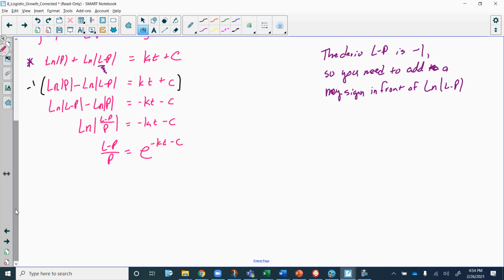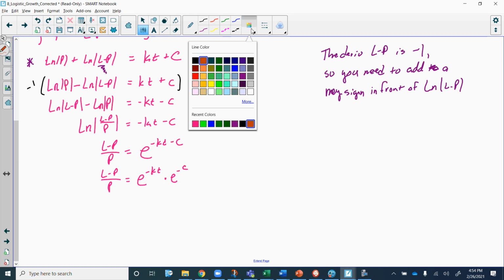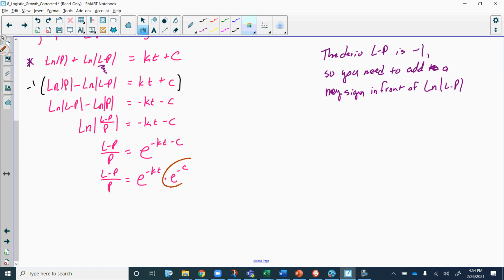On the right side of the equal sign, we can use some exponent properties. L minus P over P is equal to e to the negative KT power times e to the negative C power. We understand that powers with the same base, we add the exponents, so I'm just going backwards, opposite of that. The idea of doing that is to illustrate this part right here is just a constant.